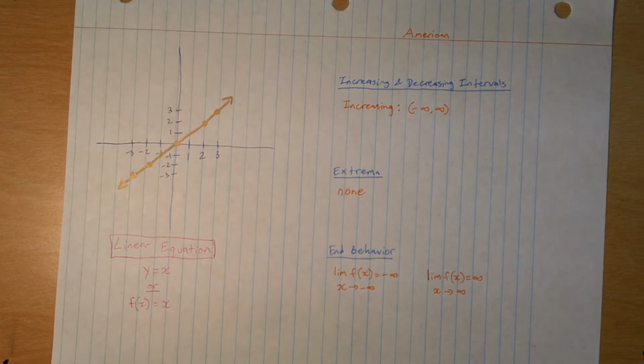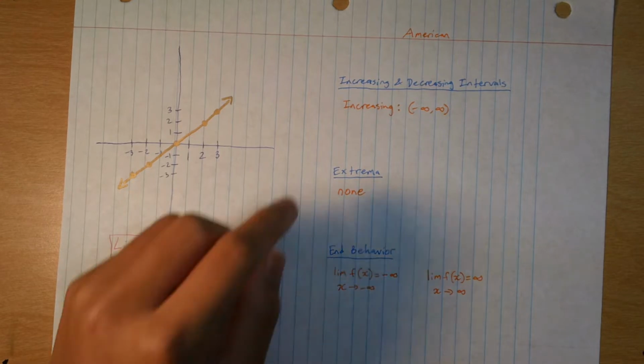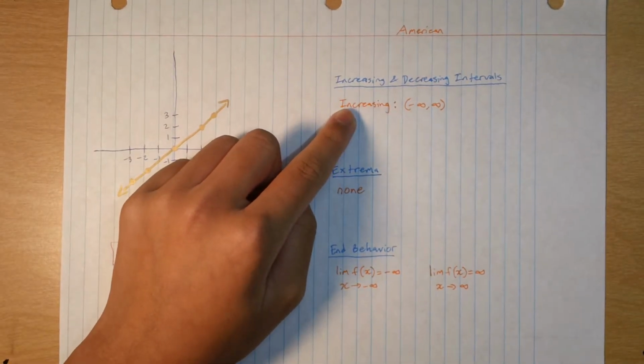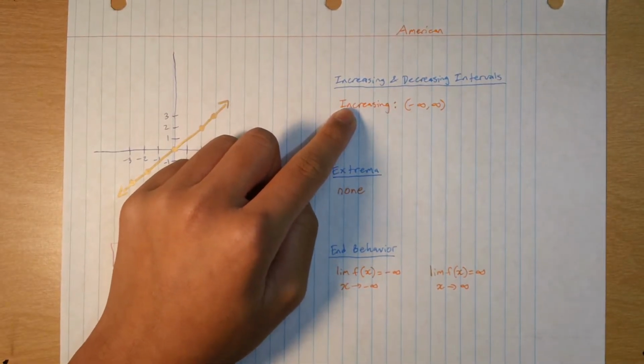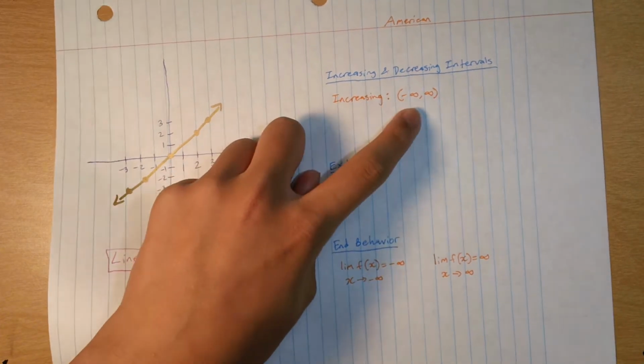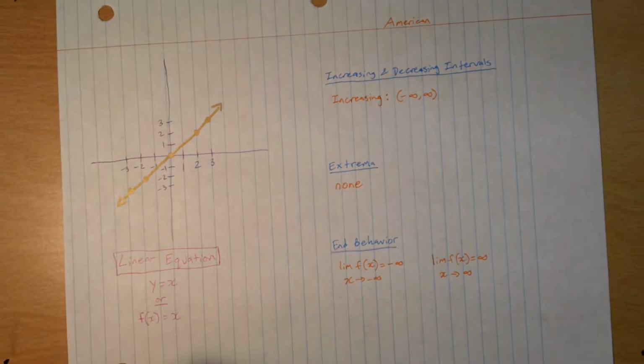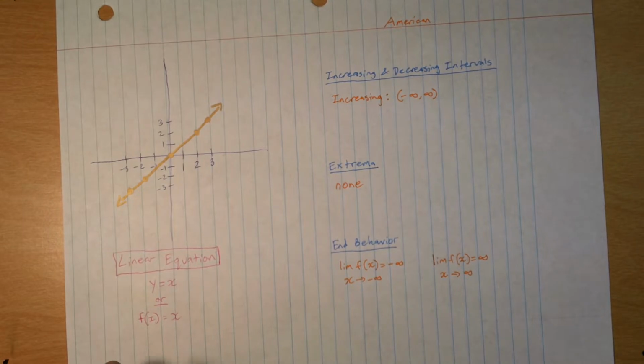I'm here to talk about the three parts of this function. First off, we have the increasing and decreasing intervals for this function. Y equals x only increases, so the interval is negative infinity to infinity. Remember, both values are written with parentheses because they are excluded.